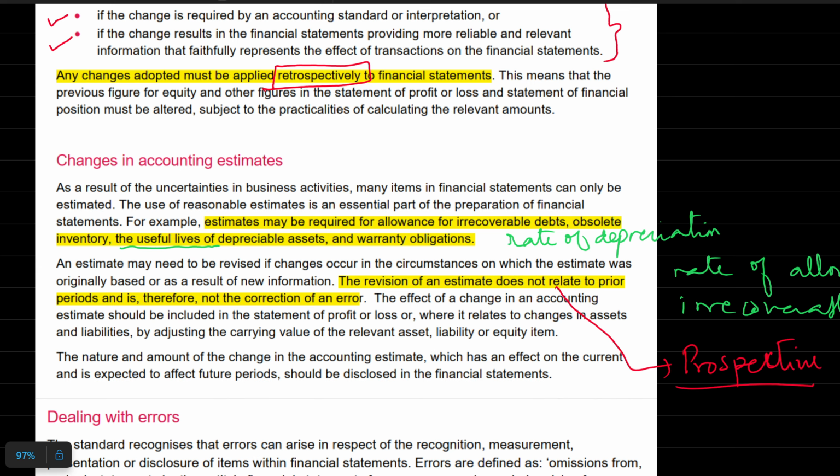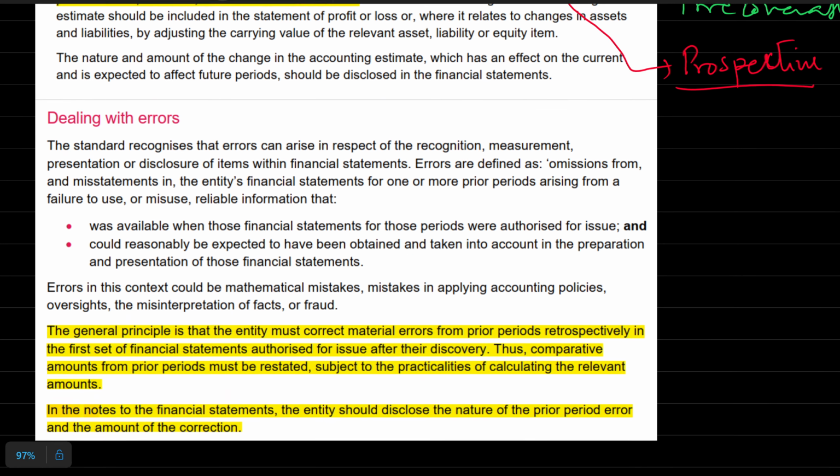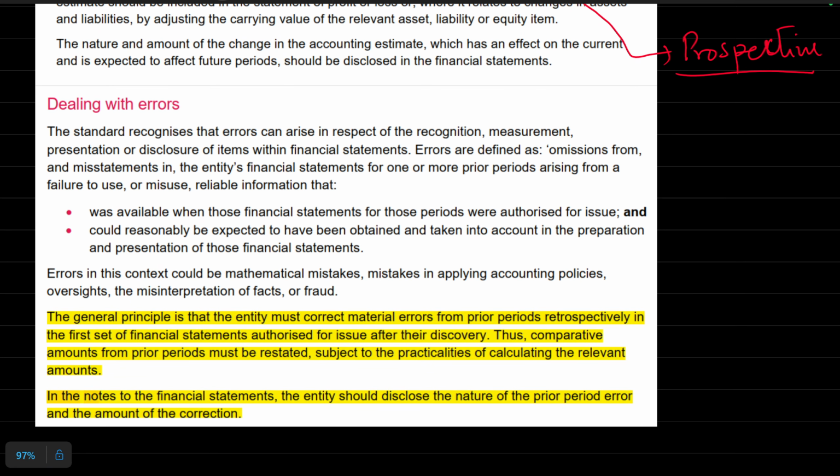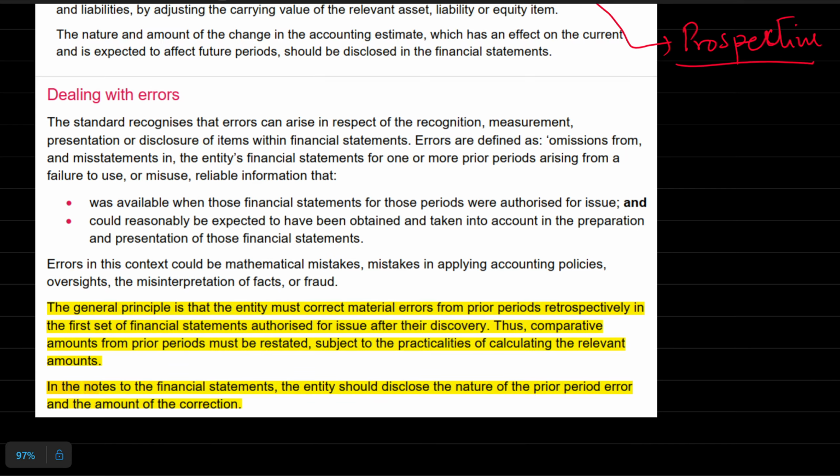Prospective treatment. And if we make a change from prior periods, this is known as retrospective treatment. And for errors, IAS says the general principle is that an entry must correct material errors.